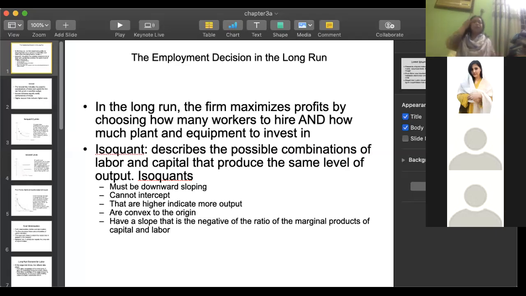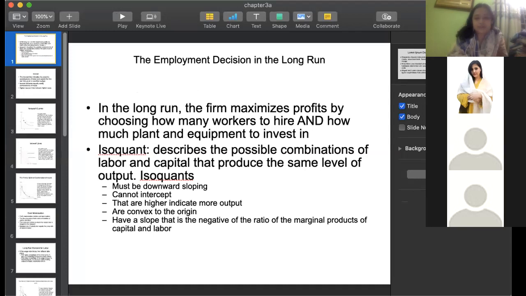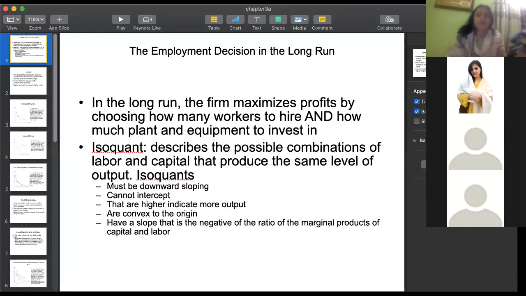Long run labor demand curve. Okay. Any question on the short run labor demand curve? No, Professor. Okay.